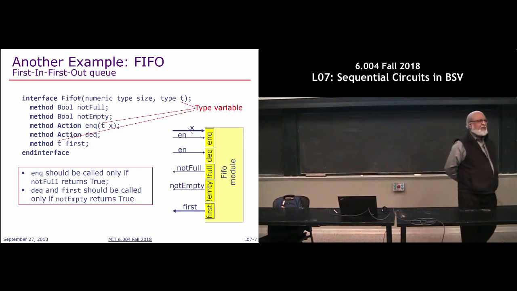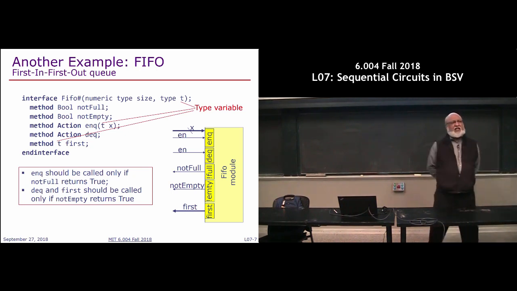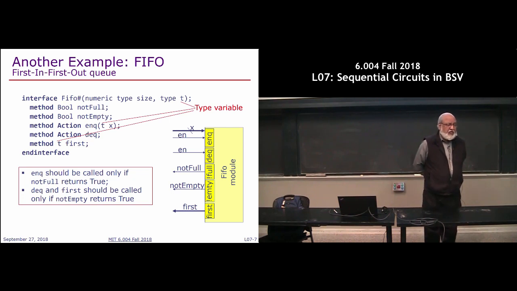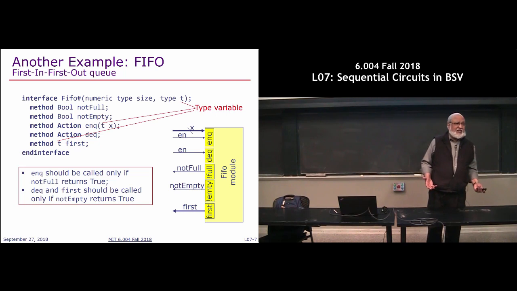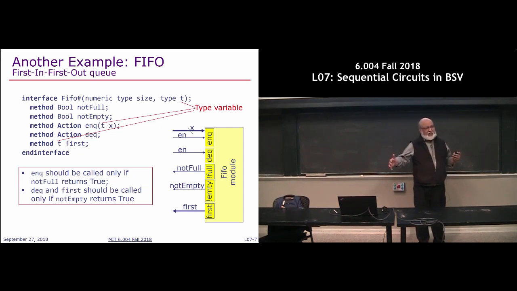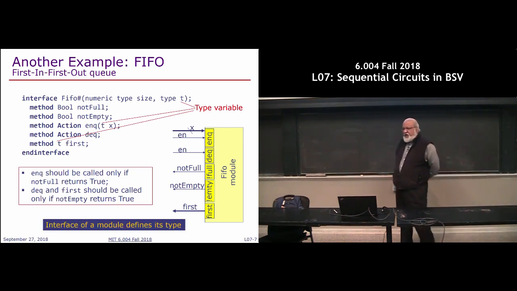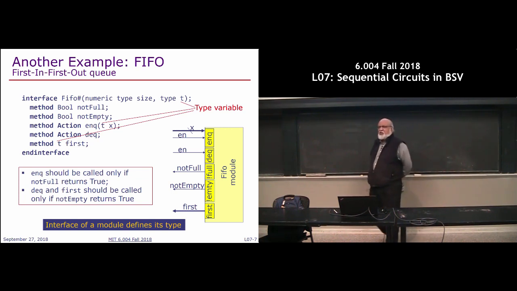Yes? Could you explain the numeric type size? Numeric type is always a number, and in this case, we can build a FIFO of any size. So if I write n there, that means the size. That means this FIFO is going to hold that many elements. That's a number. Very good. Interface of a module defines its type, so this is just something you better get used to.